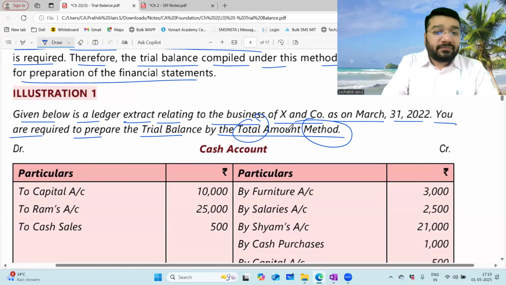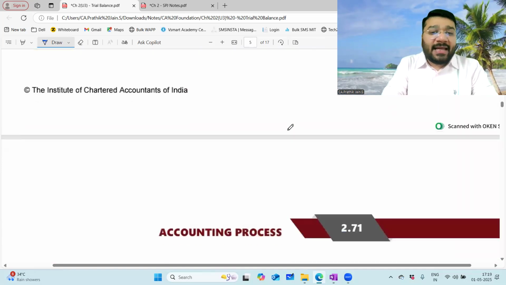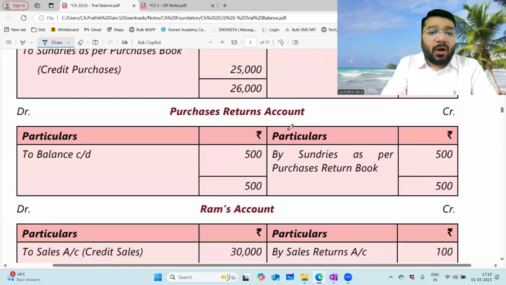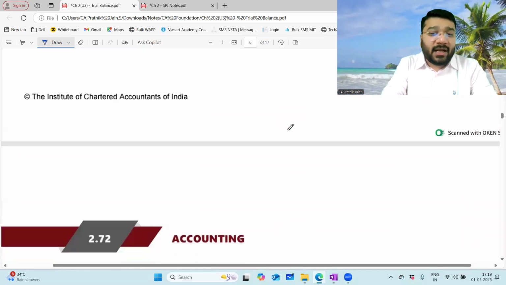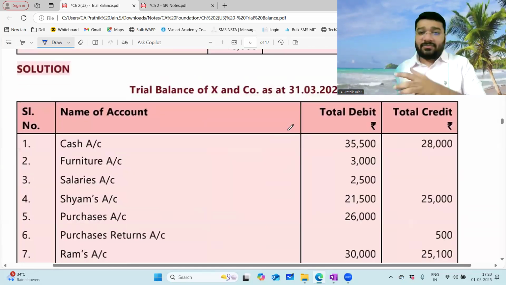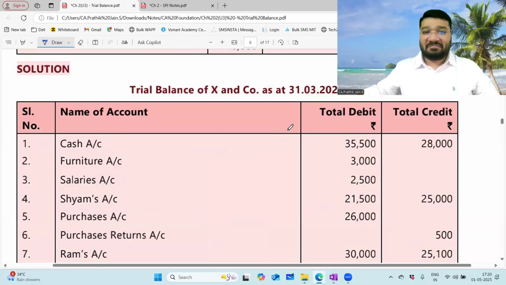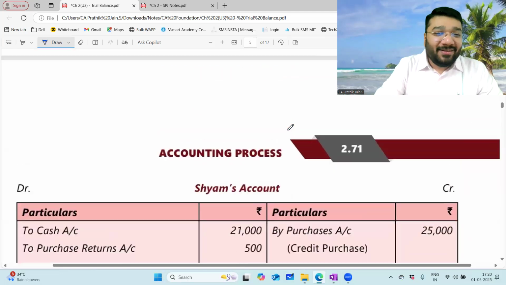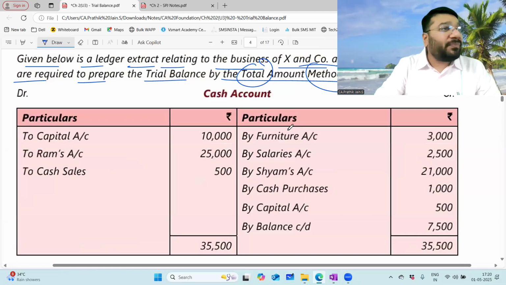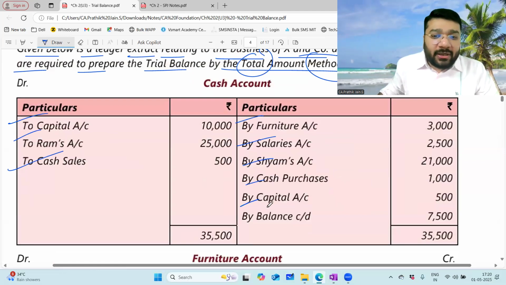Now, cash account is given. Furniture account is given. Salary account is given. Sham's account, purchase return account, Ram's account, sales account, sale return account, capital account. Big list. Now, in the total method, what do they do? Very simple. These are all the transactions recorded.